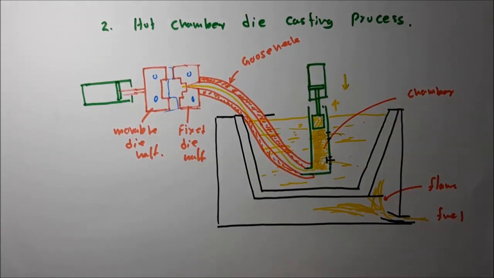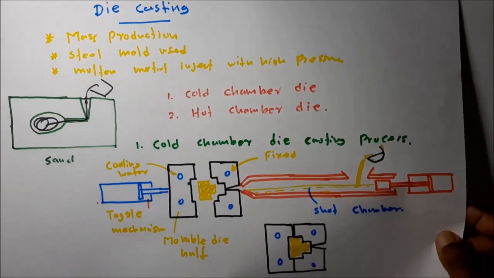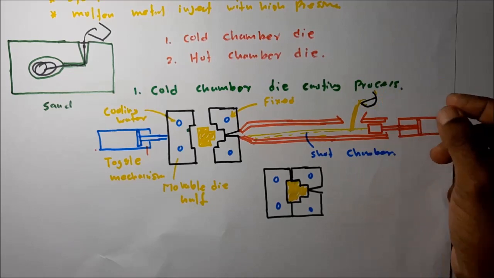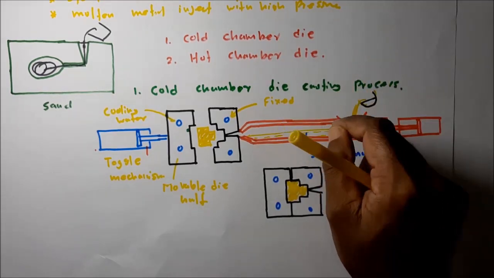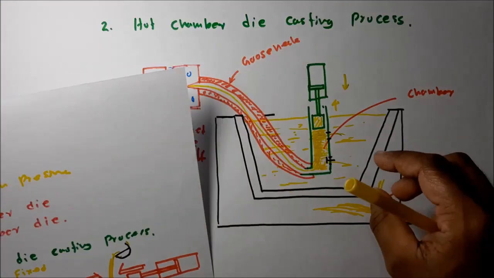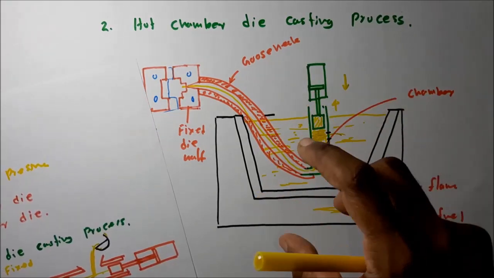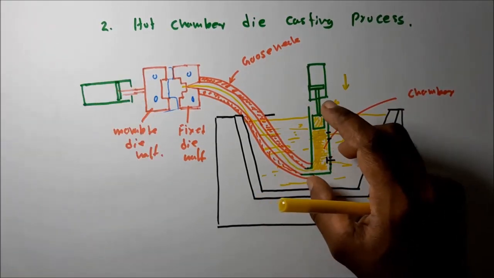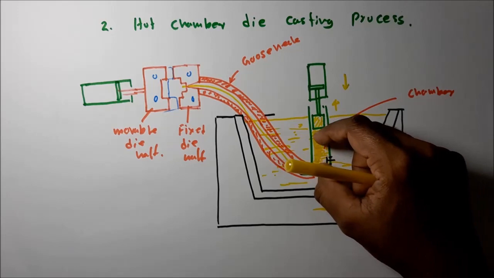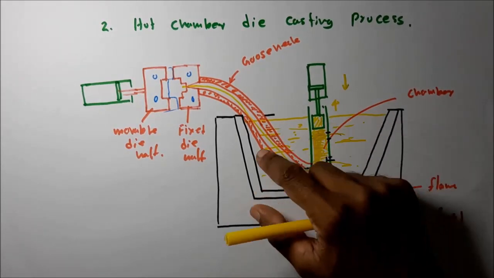You can see in the previous cold chamber die casting process, in each cycle the molten metal had to be poured using a ladle into the shot chamber. But in this situation, the process is fully automatic. The volume trapping chamber dips inside the molten metal pool.